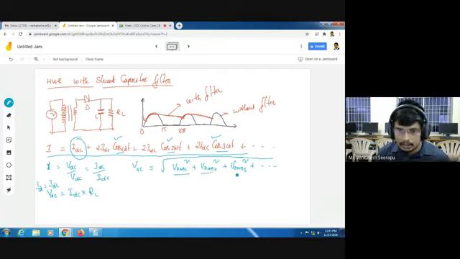VRMS1, VRMS2, VRMS3. Okay, so how will I find VRMS1? What is IRMS1? Let us consider it is my first AC component. Okay, how will I find the RMS value of a current?